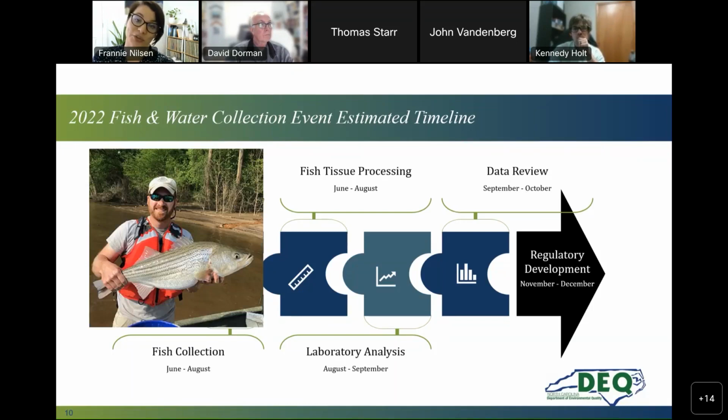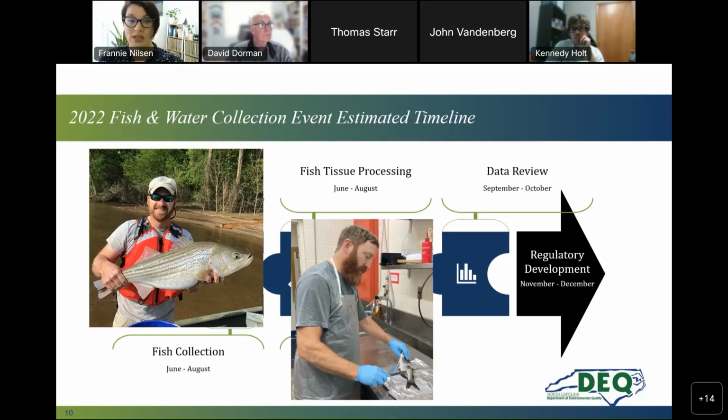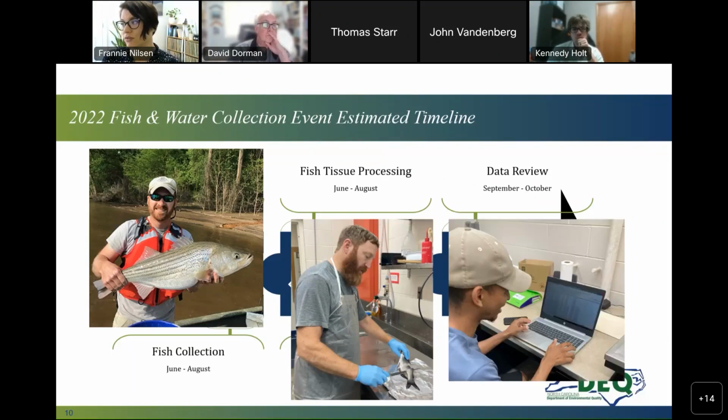This is Kyle Rachels from the North Carolina Wildlife Resources Commission. He has been a huge help in collecting all of those fish from 7 sections of the river. This is what fish processing looks like in the Marine Fisheries Lab. This is Jeff DeBardinas, and he runs the fish tissue collection program at DEQ. And here he is filleting a blue catfish, which is one of those target species we have from every site along the river. And then as far as the data review goes, this will happen when we get the data back.